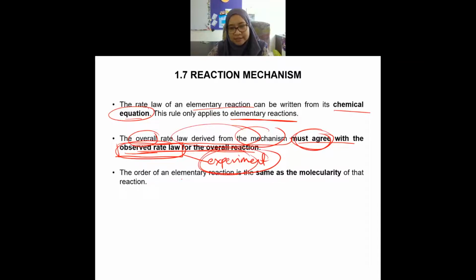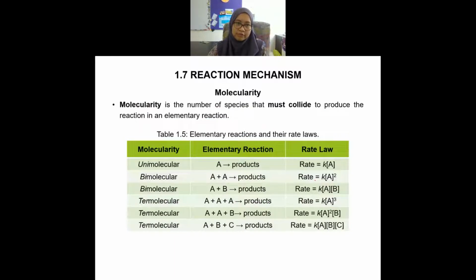Okay, right. The order of an elementary reaction is the same as the molecularity of that reaction. So depends on the molecularity, which I mentioned to you just now, also correlate well with the coefficient. Okay. So what is molecularity? Molecularity is the number of species that must collide to produce the reaction in an elementary reaction. Berapa banyak molekul yang involved during the collision. So that is what molecularity means.